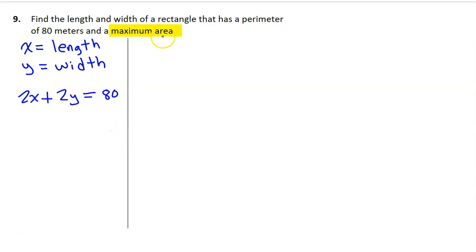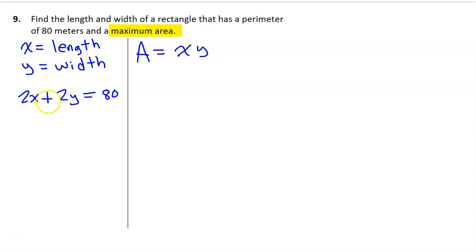We need to maximize the area. So let's make up a variable for area. How about A? The area will be the length times the width, so x times y. In order to find the critical values, we really need to rewrite this in terms of a single variable. So let's rewrite this expression with one variable by itself.